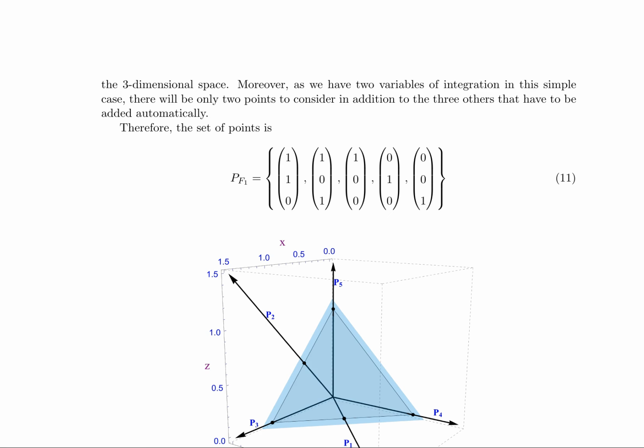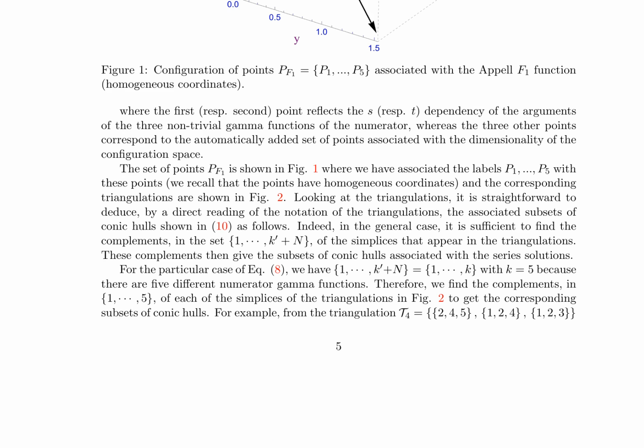To determine these subsets, one must identify the complements, in the set {1, ..., k+n}, of the simplices that appear in the triangulations. In this case, with 5 numerator gamma functions, we have {1, ..., k+n} equals {1, ..., 5}, with k equals 5. By examining the triangulations, the subsets of conic hulls can be deduced. For instance, the triangulation T4 equals {2,4,5}, {1,2,4}, {1,2,3}, yields the complements {3,5}, {3,4,5}, and {4,5}, representing the subsets of conic hulls.